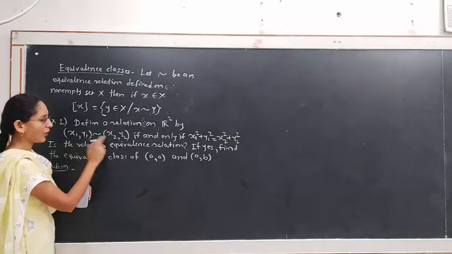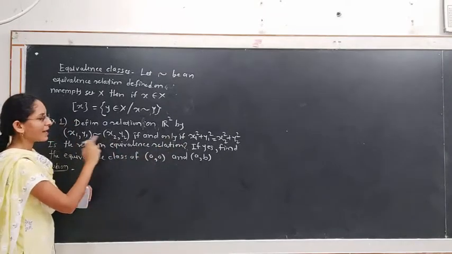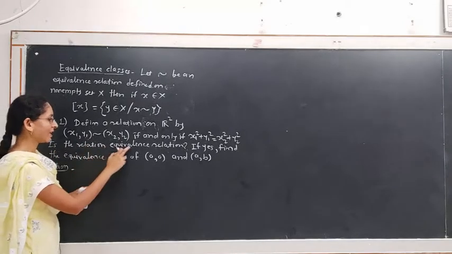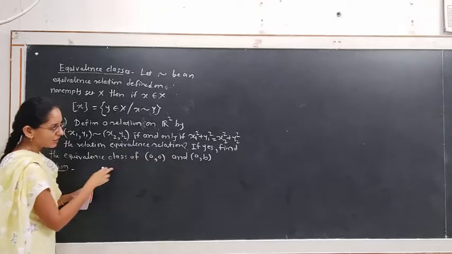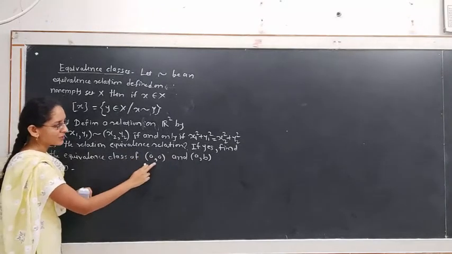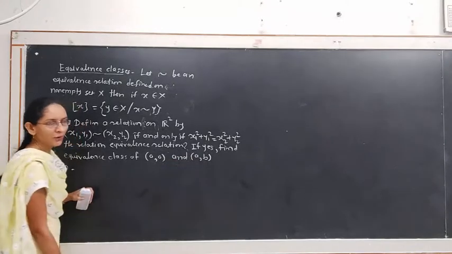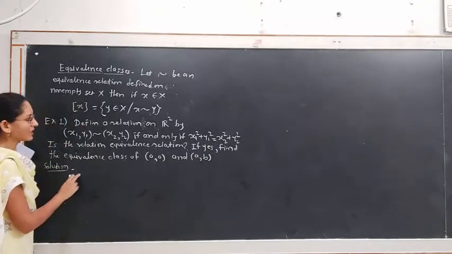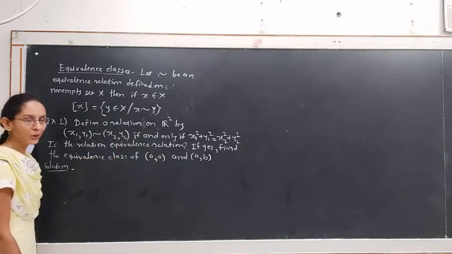If the coordinates of these two points satisfy this condition, then only they are related. Then we have to determine whether the relation is an equivalence relation or not. If it is an equivalence relation, then we find the equivalence class of the origin (0, 0) and the other point (a, b). We check whether the relation R defined on set R2 is reflexive or not.